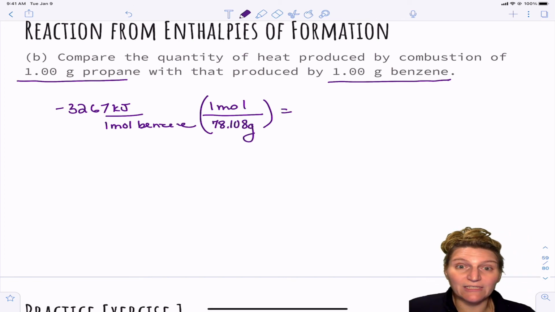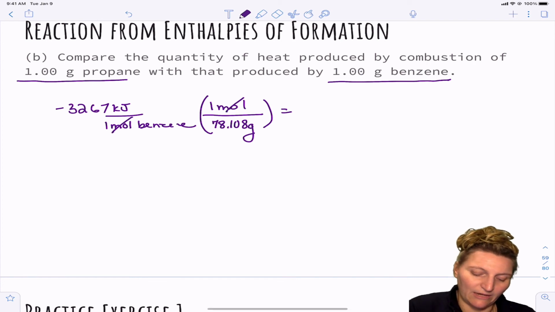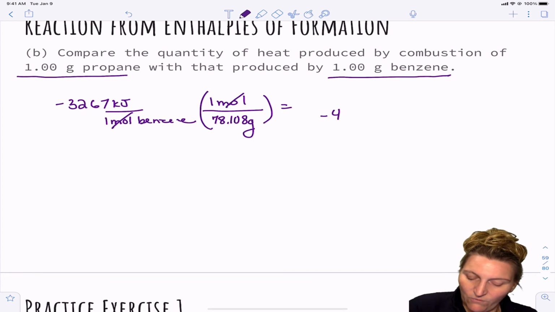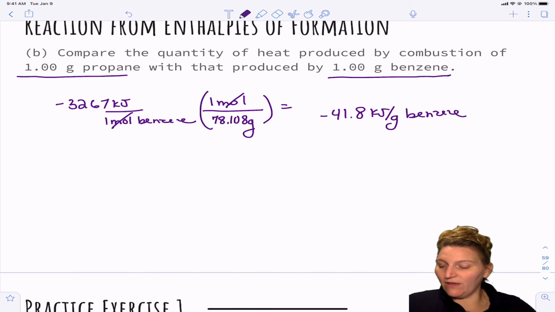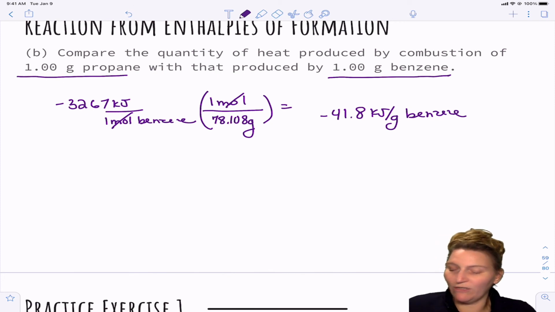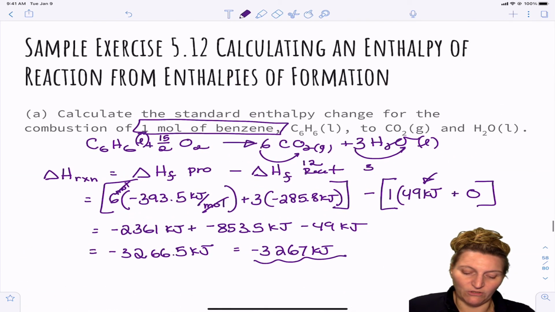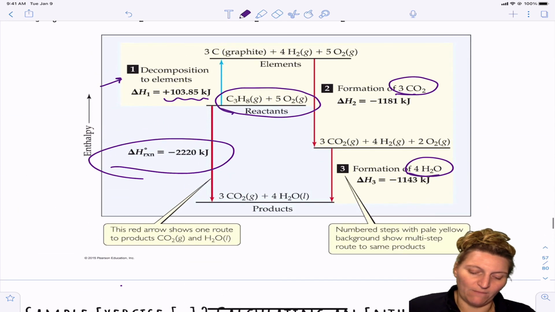Right? So just treating this like dimensional analysis, these units cancel out, and so my answer is negative 41.8 kilojoules per gram of benzene. And the question says compare the quantity of heat produced by the combustion of 1 gram of propane. So we actually know the delta H of combustion of 1 gram of propane from this.